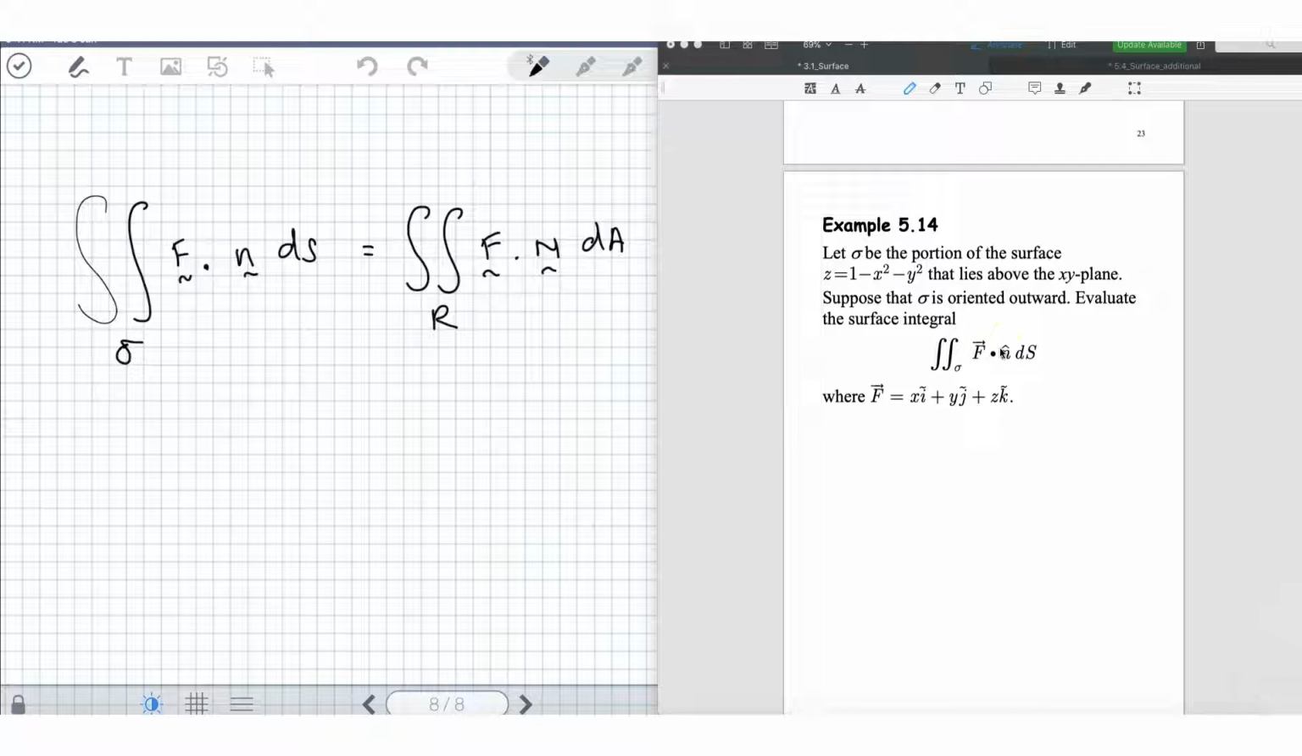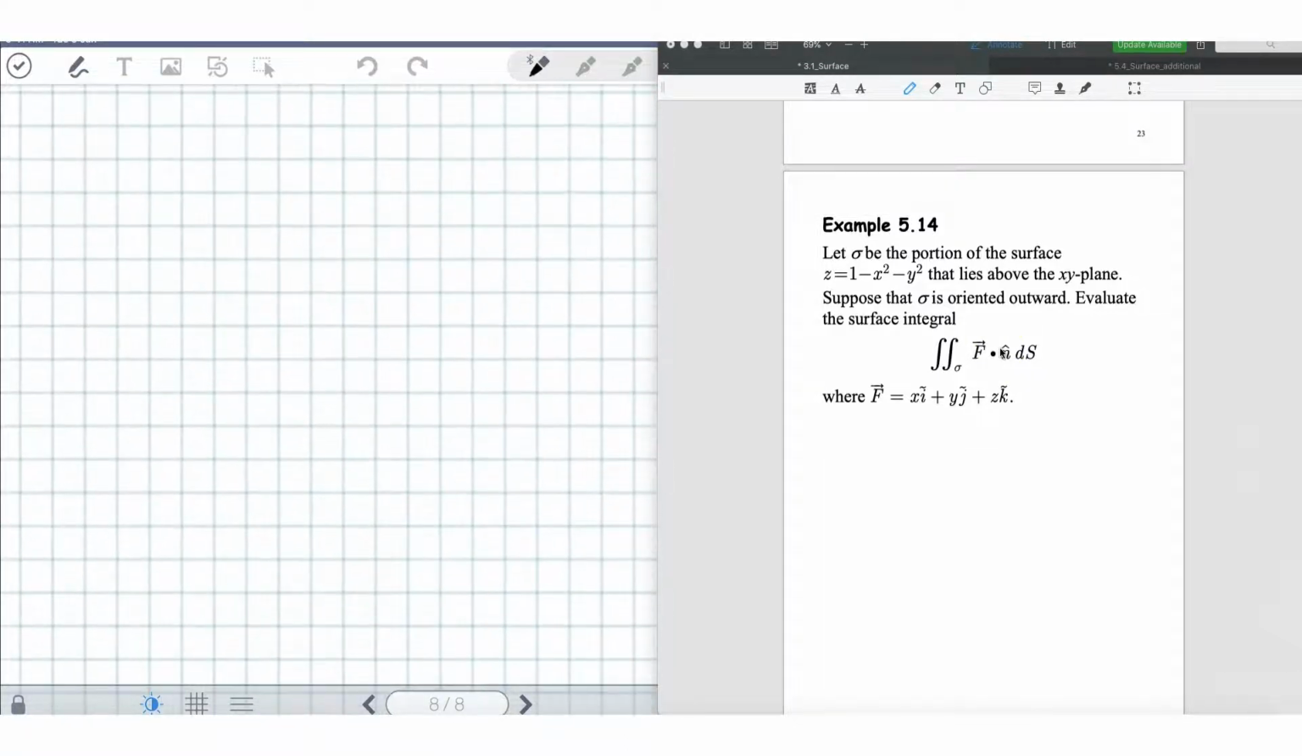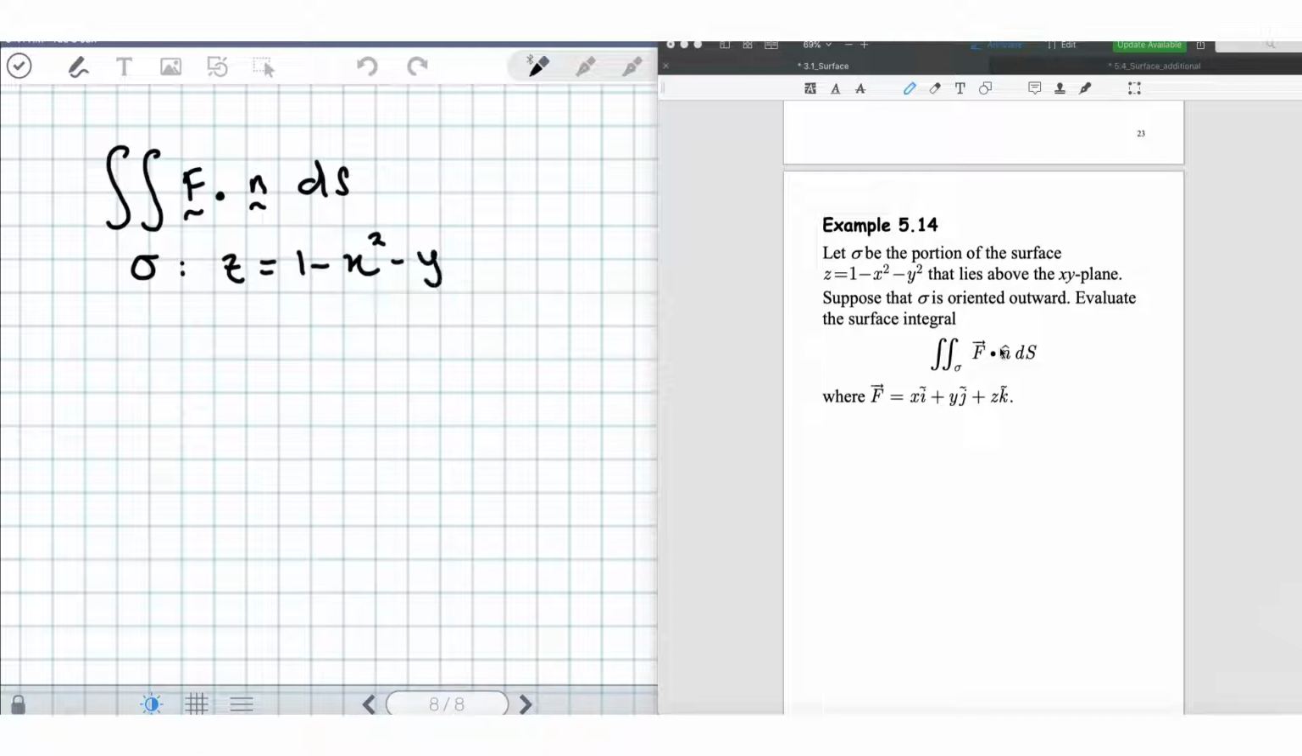So you have to calculate the surface integral f dot n ds over the surface sigma, where your surface is a part or portion of z equal to 1 minus x square minus y square. So what is the shape of this surface? It lies above the xy plane. So it is a bowl, right? But your bowl is just lying above the xy plane.